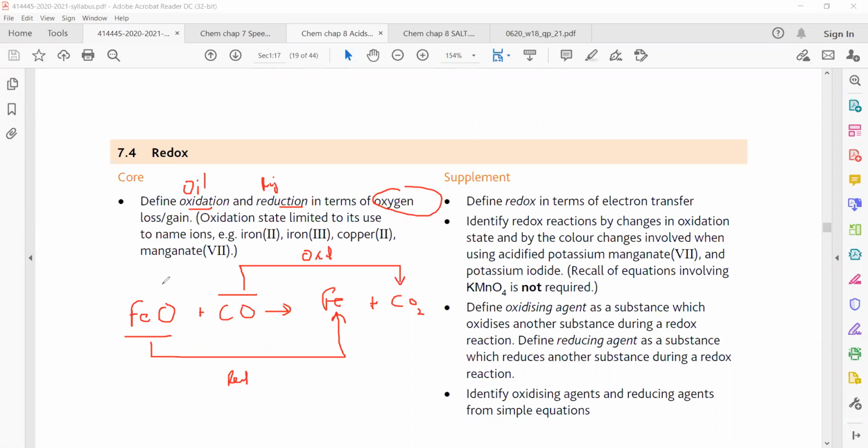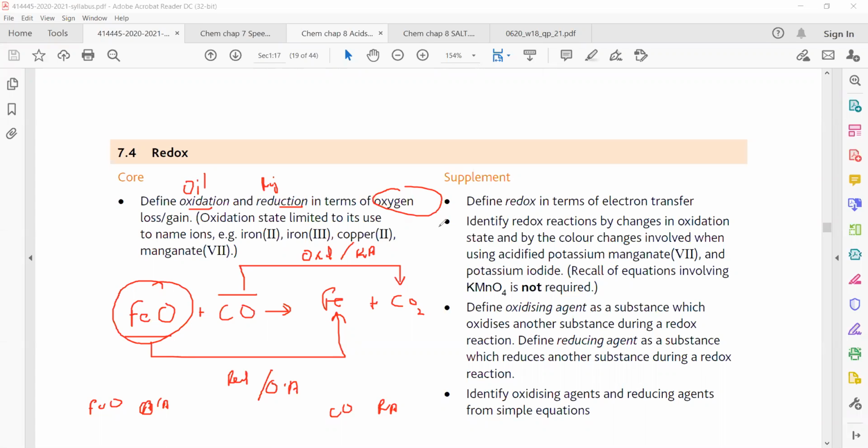The substance in which reduction happens is an oxidant or oxidizing agent. And the substance in which oxidation happens is a reductant or reducing agent. So which one is the oxidizing agent in this reaction? Iron oxide is the oxidizing agent or oxidant. And which one is the reducing agent? Carbon monoxide is itself oxidized, but helps in the reduction of iron oxide. That's why it is a reducing agent.